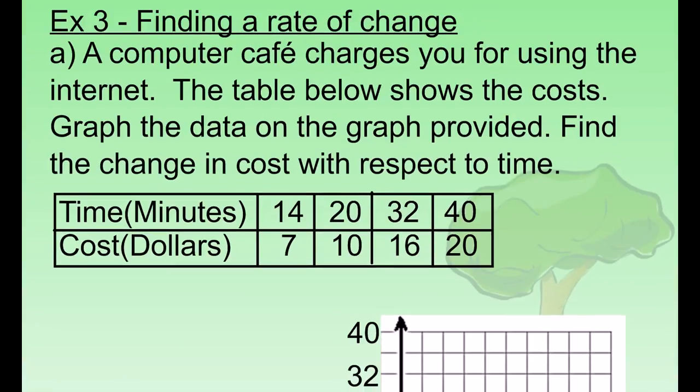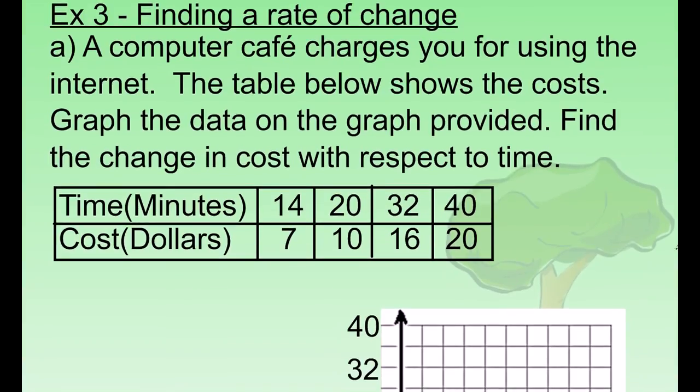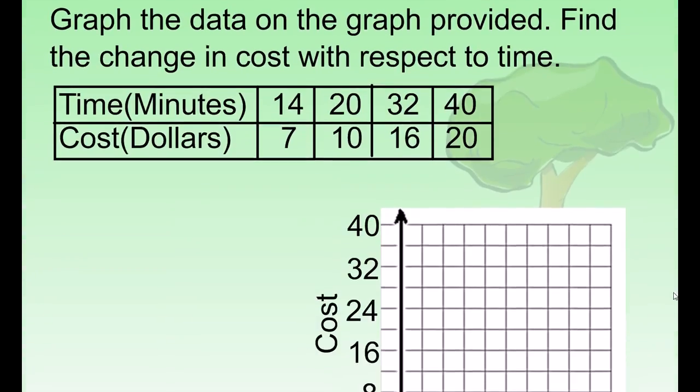Example 3. Finding a rate of change. It says a computer cafe charges you for using the internet. The table below shows the costs. Graph the data on the graph provided. Find the change in cost with respect to time. Okay, so the first thing it said to do is graph the data.